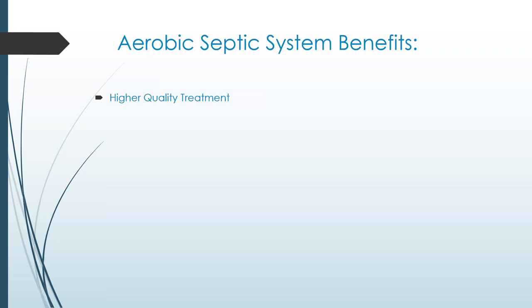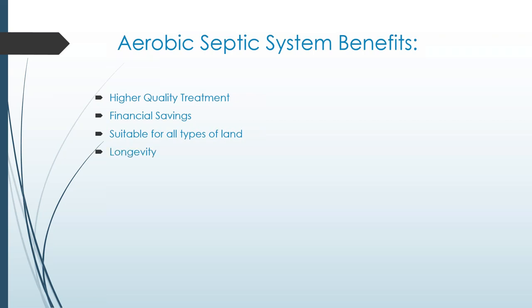Benefits of the aerobic septic system: higher quality effluent. Aerobic systems generally produce cleaner effluent, therefore there is less chance of groundwater contamination. Suitable for all types of land. One of the greatest benefits of an aerobic septic system is that they can be used in all types of land. Aerobic septic systems are designed to work well regardless of the land type.